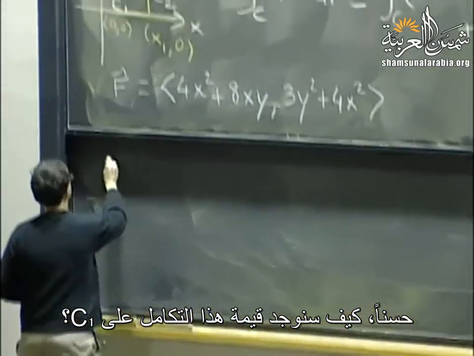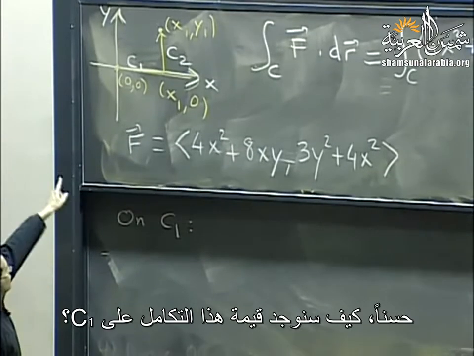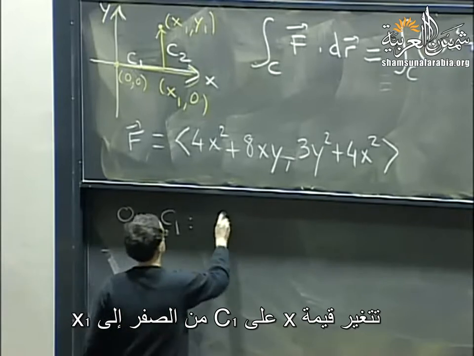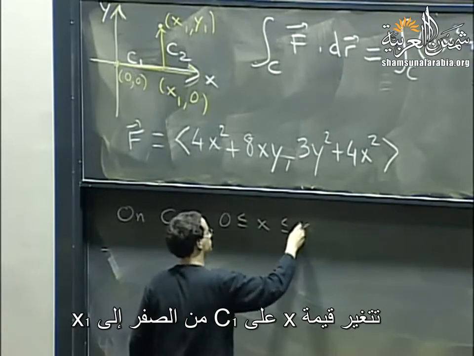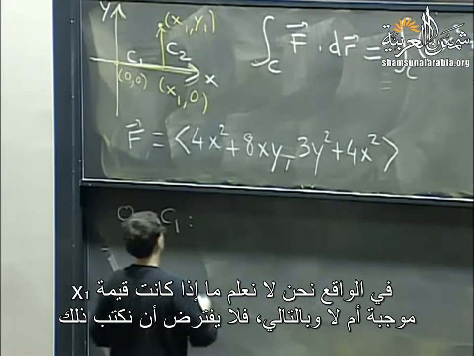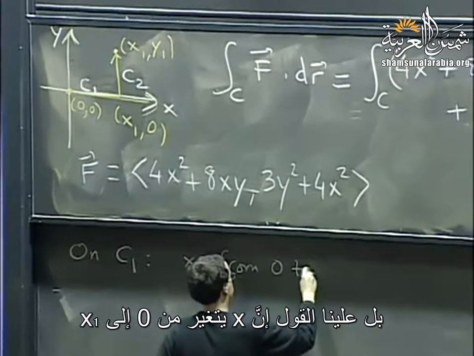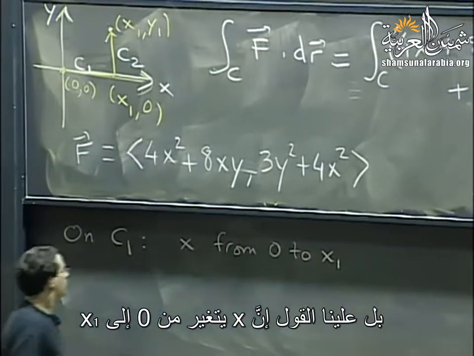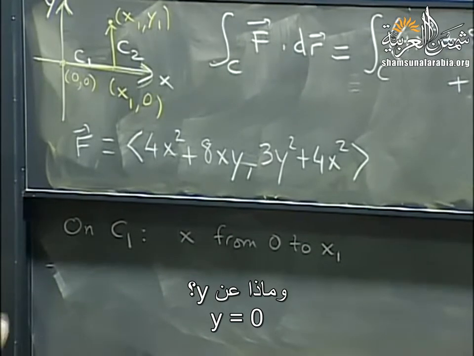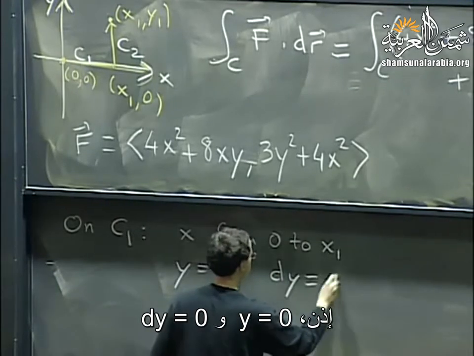So on C1, how do I evaluate my integral? Well, if I'm on C1, then x varies from 0 to x1. Actually, I don't know if x1 is positive or not, so I shouldn't write this. I really should say just x goes from 0 to x1. And what about y? y is just 0. So I will set y equals 0 and also dy equals 0.